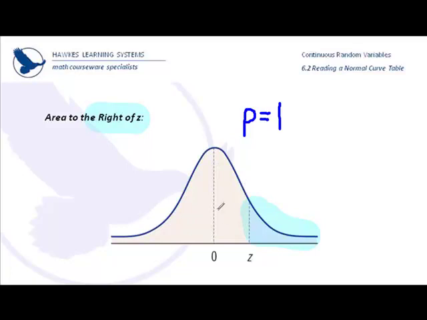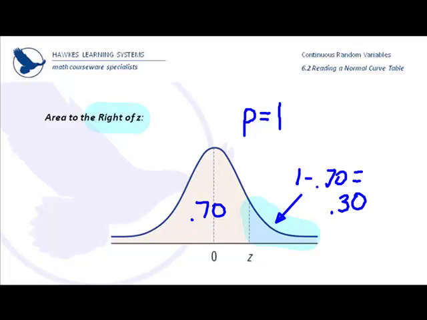So if I'm given, for instance, a z-score that produces a probability of 0.70, what would be left to be shaded in here? Well, you would take 1 and subtract that 0.70, meaning that to the right of the z-score, 30% is now shaded.